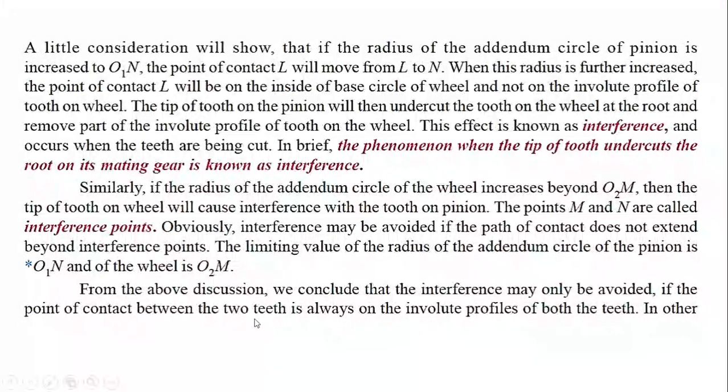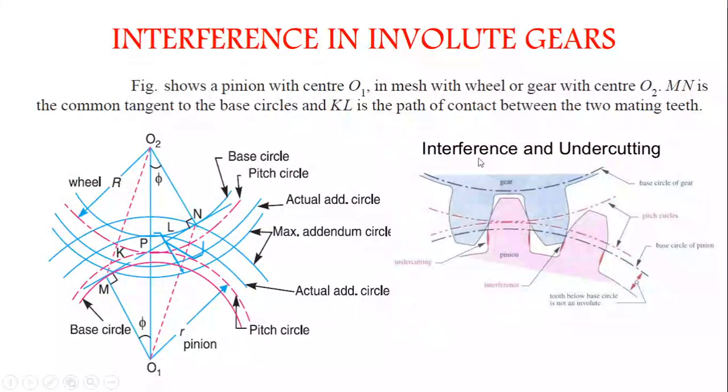From the above discussion, we conclude that interference may only be avoided if the point of contact between the two teeth is always on the involute profile. So the point of contact between the two mating gears should be on the involute profile. If it exceeds the involute profile, interference will occur.